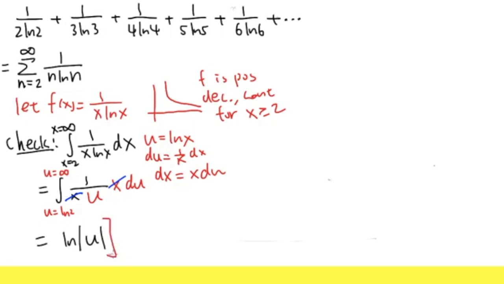So go ahead and plug in ln2 and also infinity. We will finish everything in the u world. So first we'll have ln of infinity minus ln of ln2. And let me just get rid of the absolute value. I'm so sorry, because we don't need it.